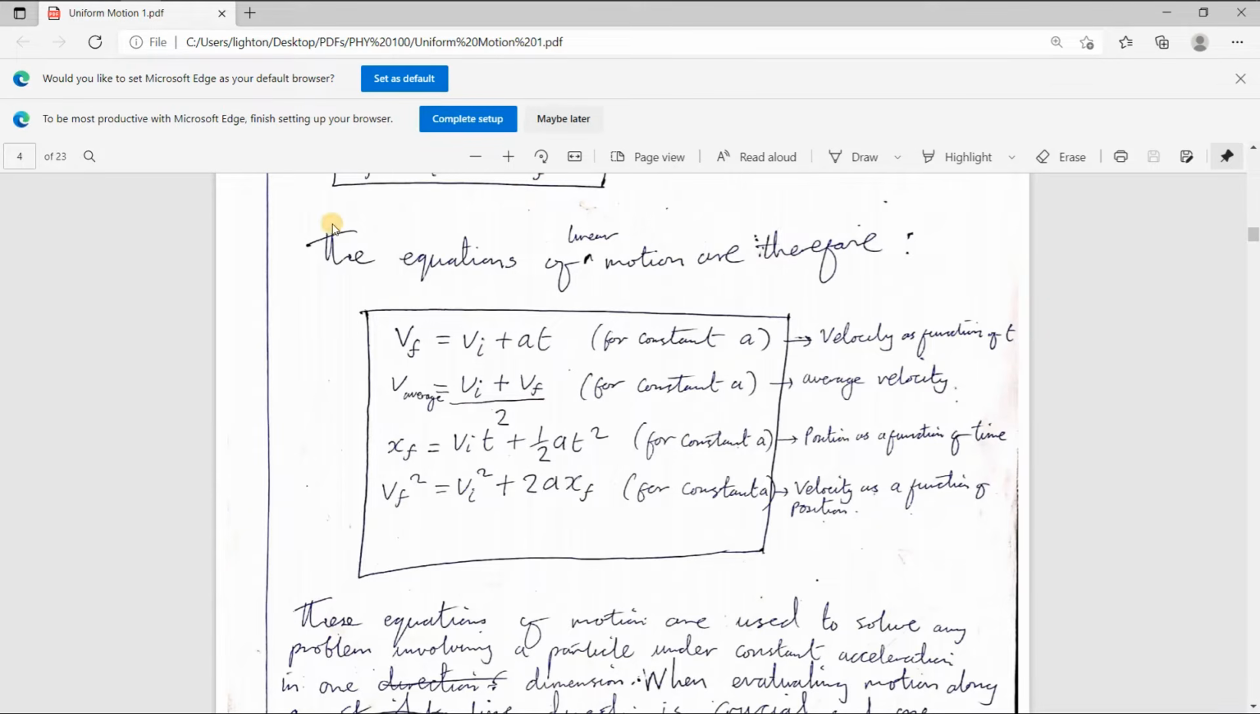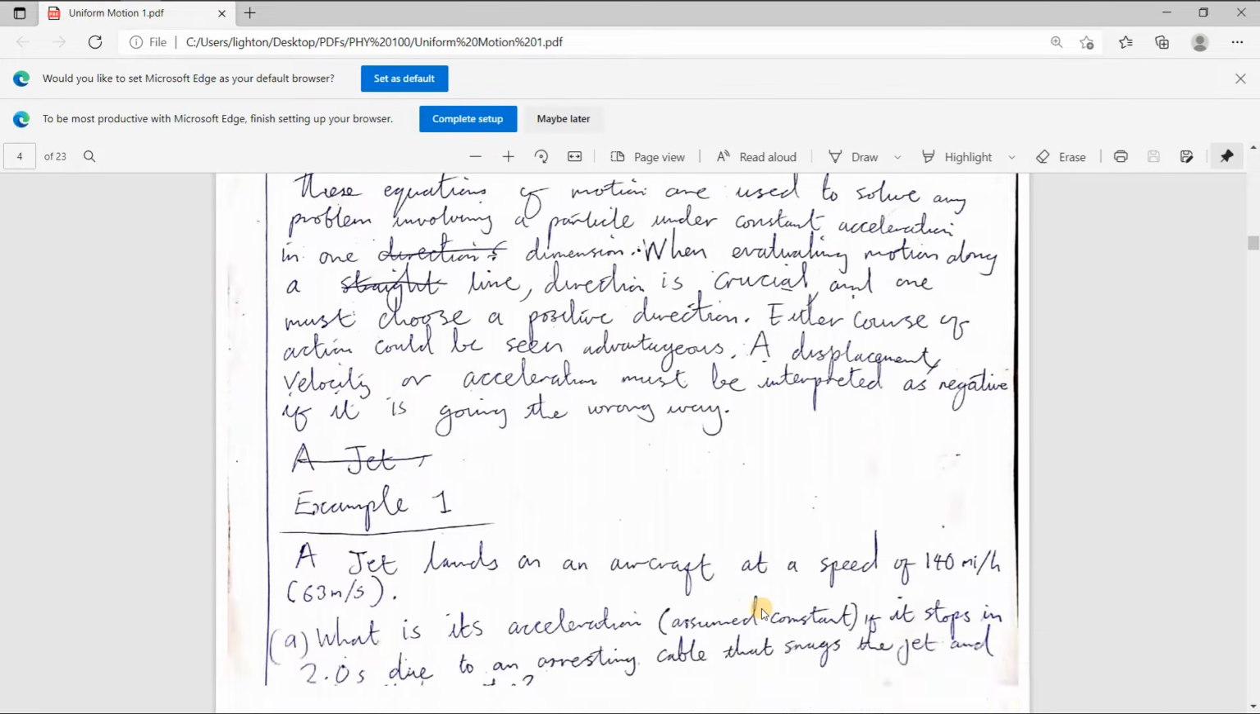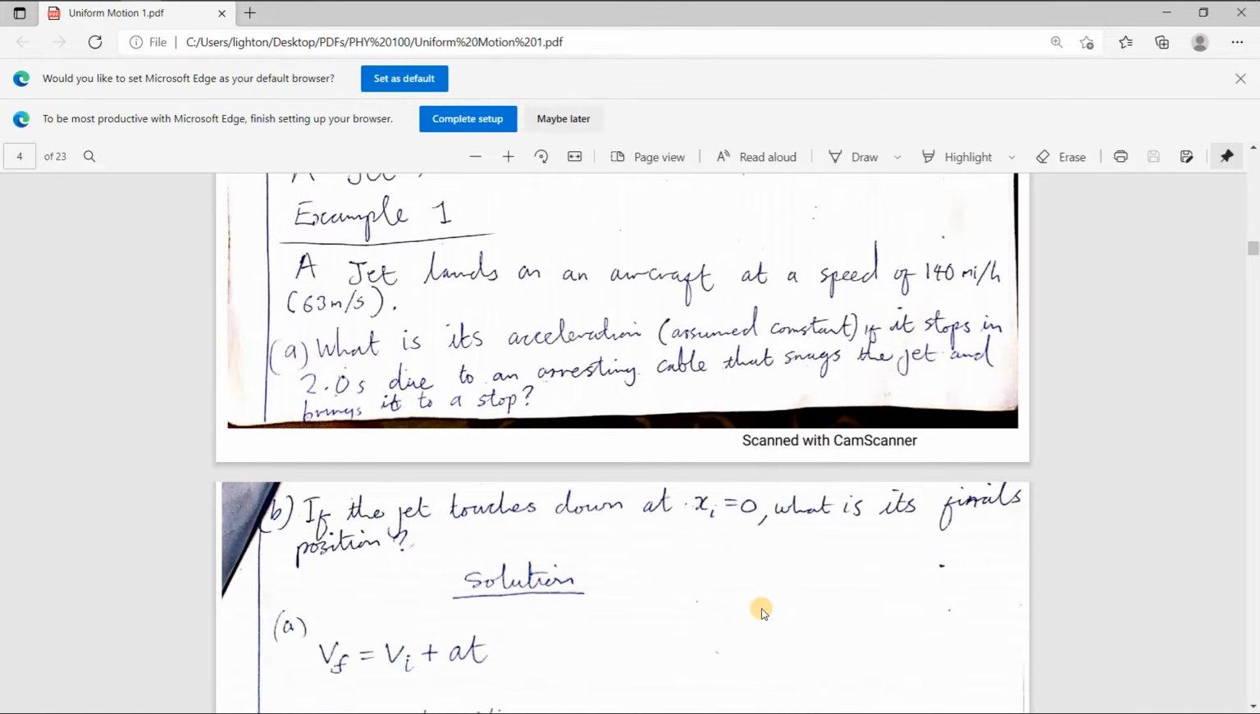Alright, let's look at an example quickly involving uniform motion. In most of our problems, we'll be working them out using these equations of uniform motion. Let's look at example 1 here, talking about a jet. We have a jet that lands on an aircraft at a speed of 140 miles per hour, which is just 63 meters per second. Part A is asking what is its acceleration, assumed constant. So the acceleration of this jet is constant, meaning that we're going to work out our problems using equations of uniform motion.